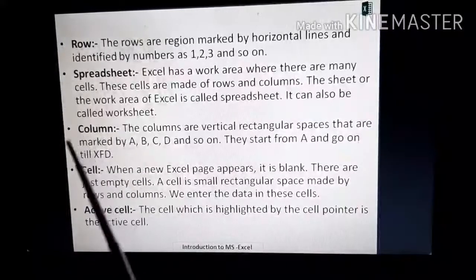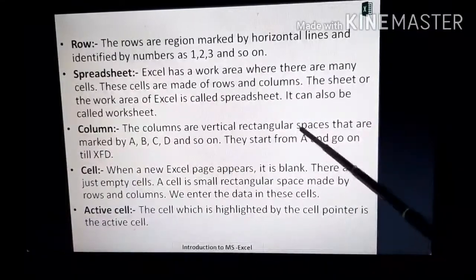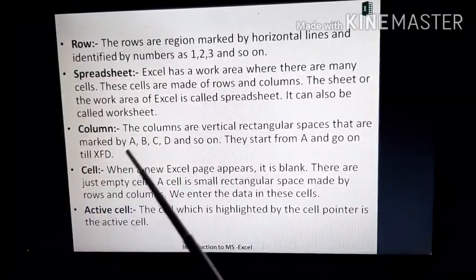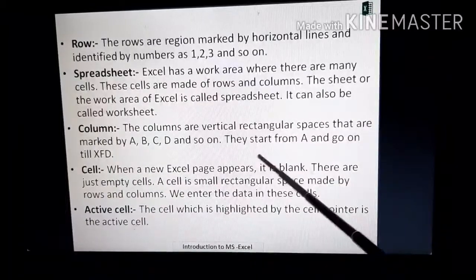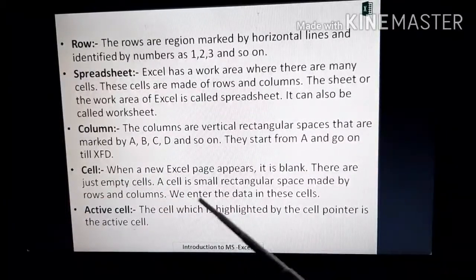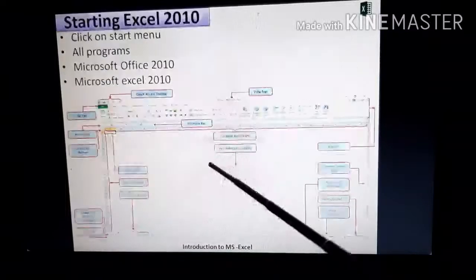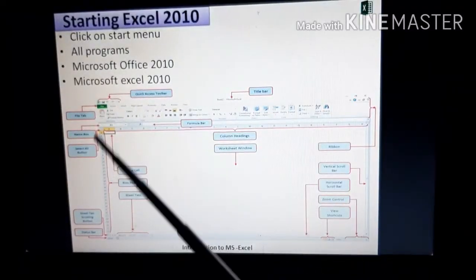So the next point is column. The columns are vertical rectangular spaces that are marked by A, B, C, D and so on. They start from A and go on till XFD. So now let us see in this particular diagram what is column.